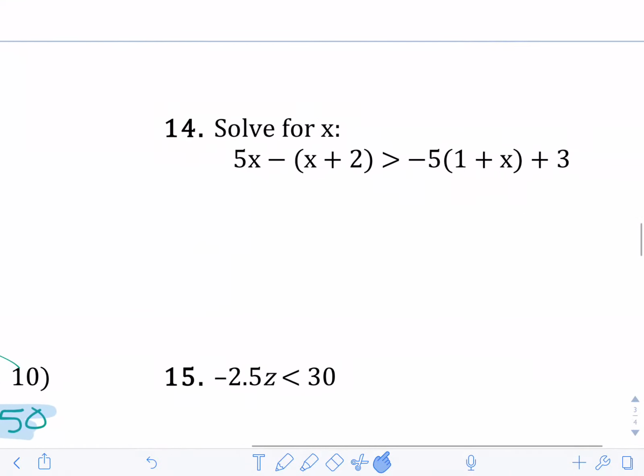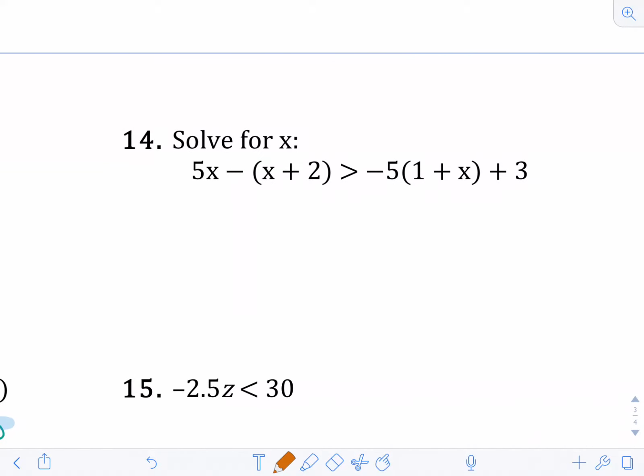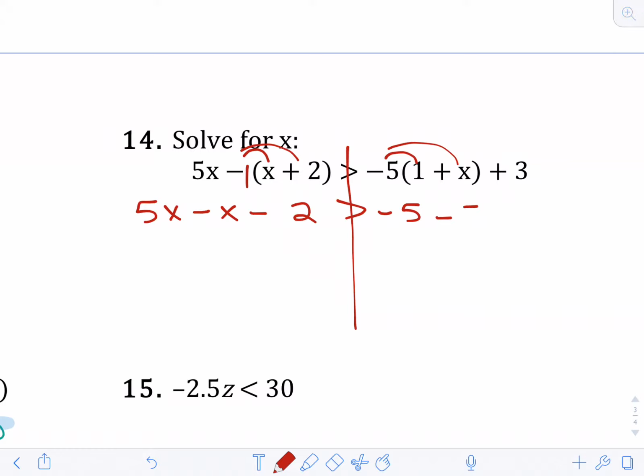Okay, number 14. 14 here, we have an inequality. So first thing I'm going to do is draw my line on the inequality symbol. Here's a negative 1 I have to distribute. Here's a negative 5 I have to distribute. So we have 5x minus x minus 2 is greater than negative 5, negative 5x plus 3.